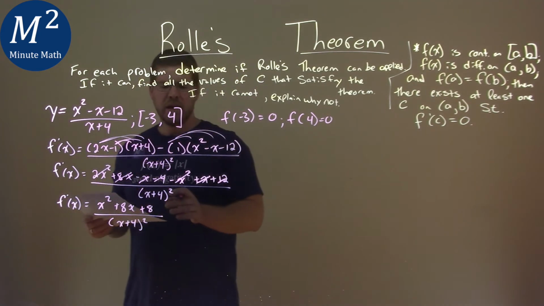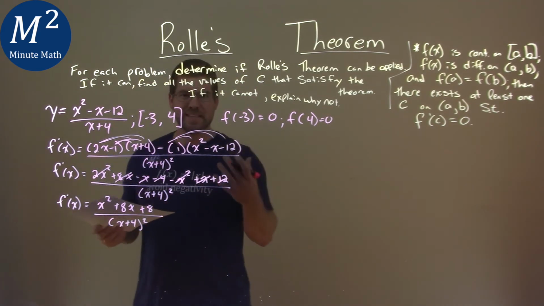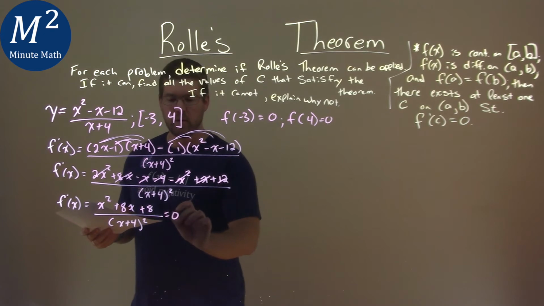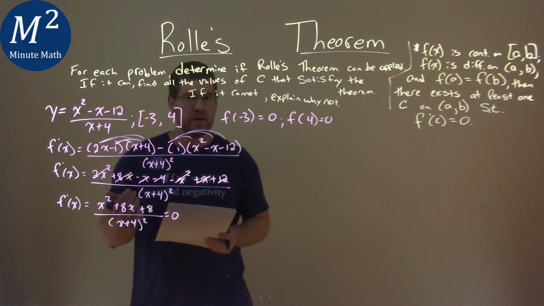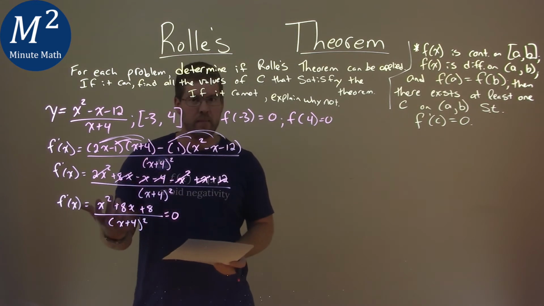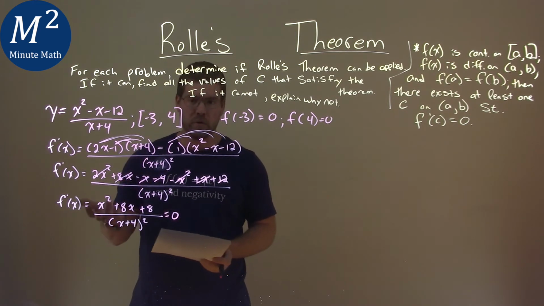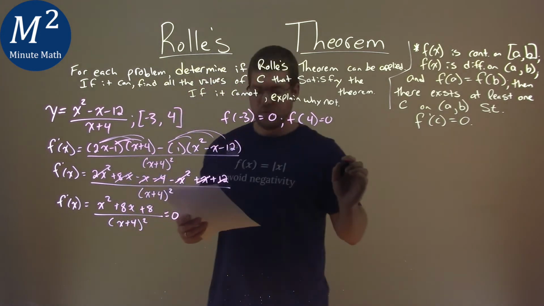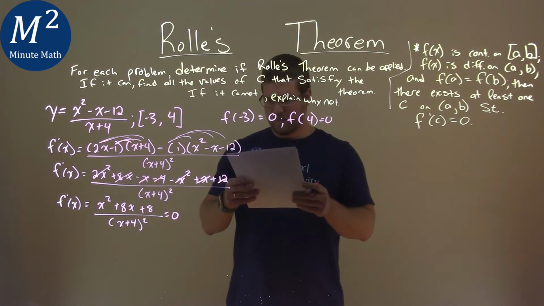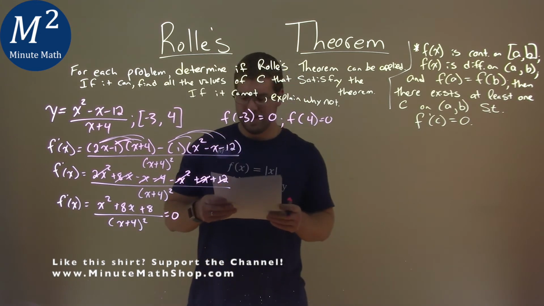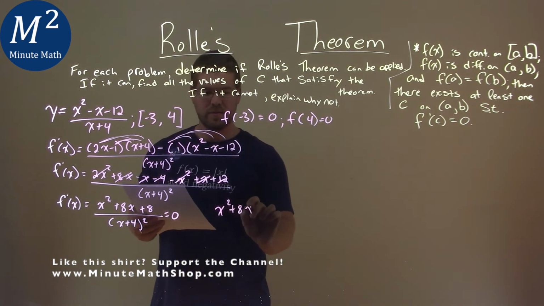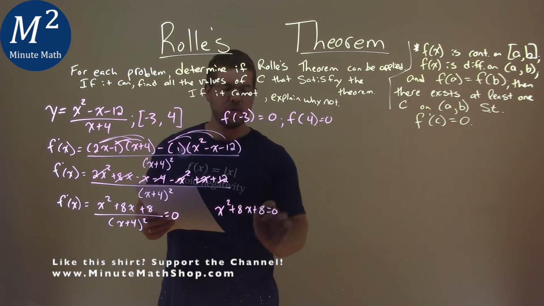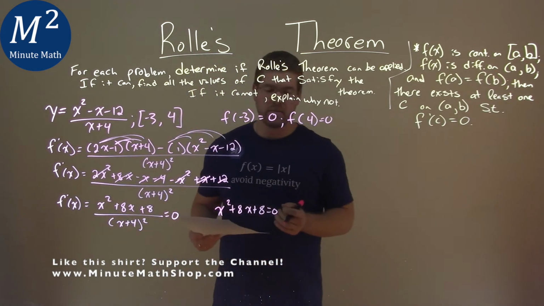And so what we want to do is find where it's equal to 0. That's the whole point of using Rolle's theorem. Now, we only really care about our numerator here. If we're dividing by 0, it's undefined. But if the numerator is equal to 0, then the whole thing is equal to 0. So we take that numerator, x squared plus 8x plus 8, and we set it equal to 0. And we're solving for the values of x here.